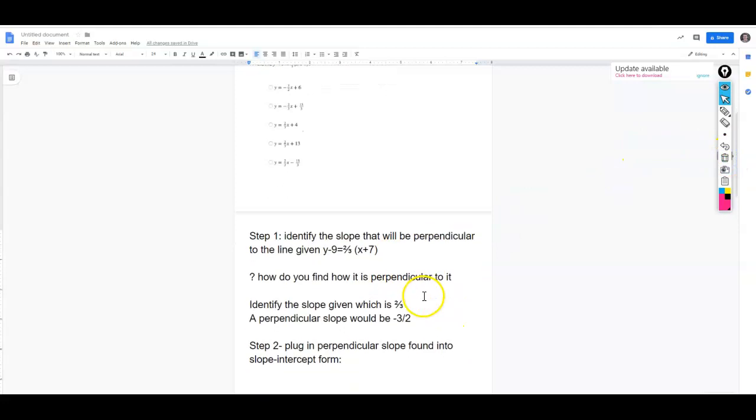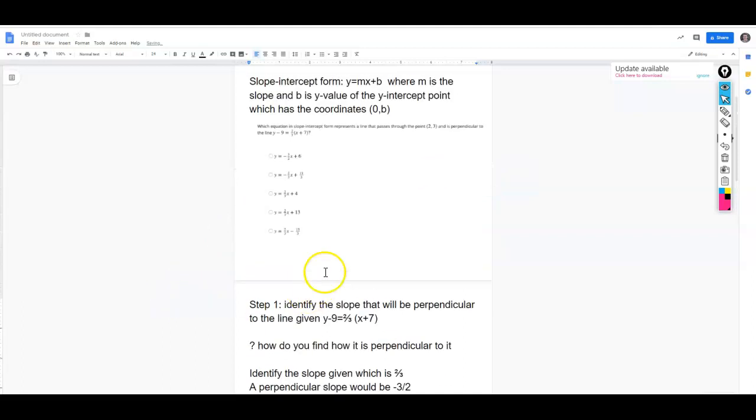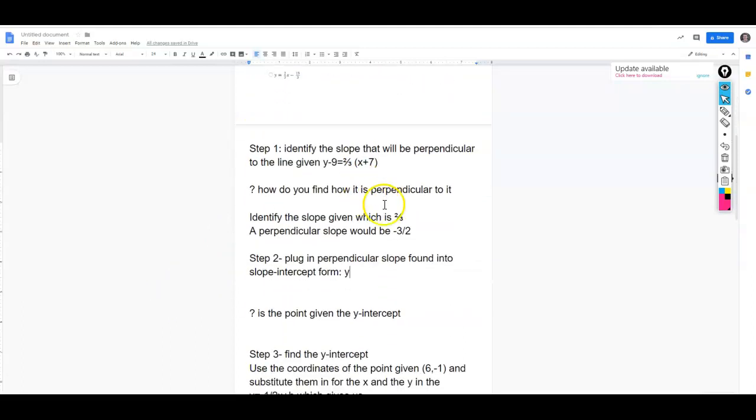Okay. And then plug in the perpendicular slope found into the slope-intercept form, because that was what it was wanting: which equation in slope-intercept form? So the form is y equals mx plus b, and our slope that we found to be perpendicular was -3/2.